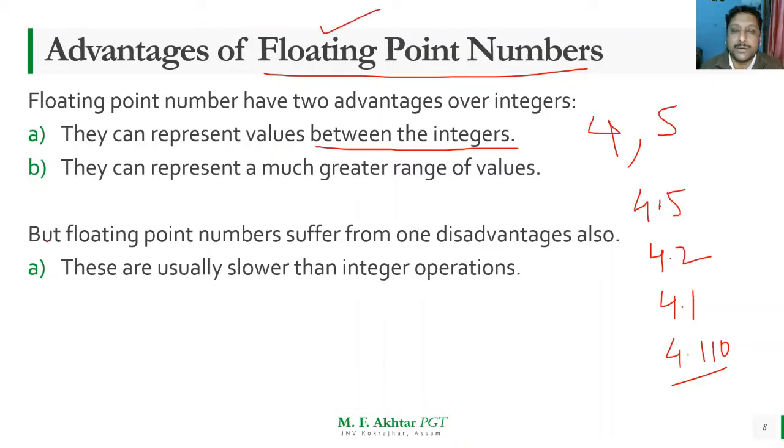Next, one disadvantage is also there. What is that disadvantage? These are usually slower than integers in operations, while doing mathematical calculations or some expression calculation. Floating point numbers process slowly. It requires more time as compared to integer numbers.